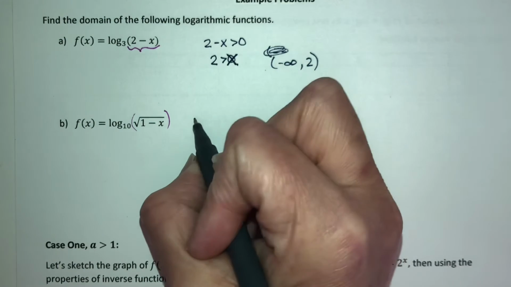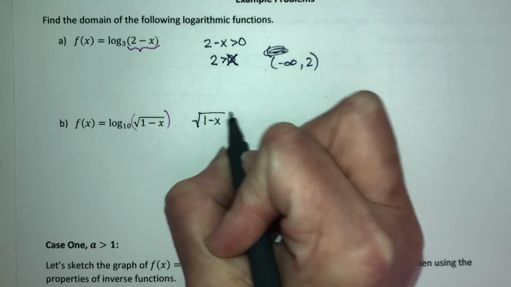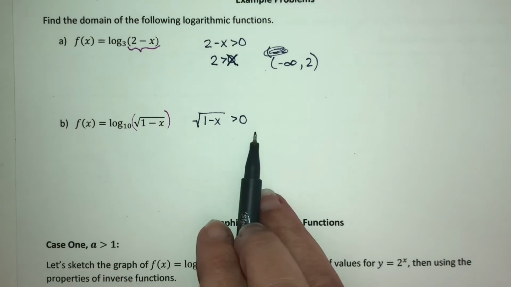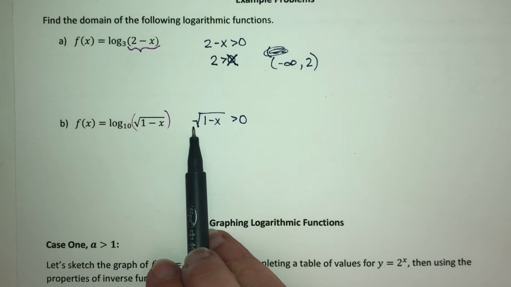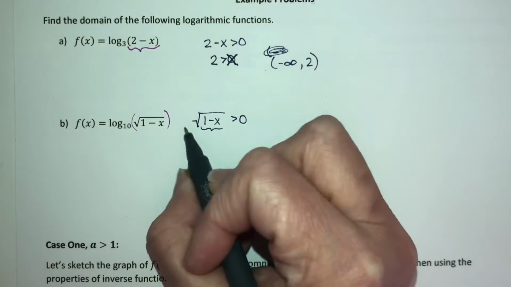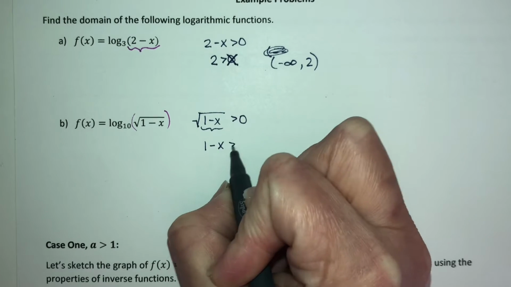So starting off, I need the square root of 1 minus x to be greater than 0, because the entire argument has to be strictly greater than 0. Well, if you think about what we know about square roots, you're going to get a positive answer every time what is inside here is positive. So I can simplify this statement to 1 minus x is greater than 0.